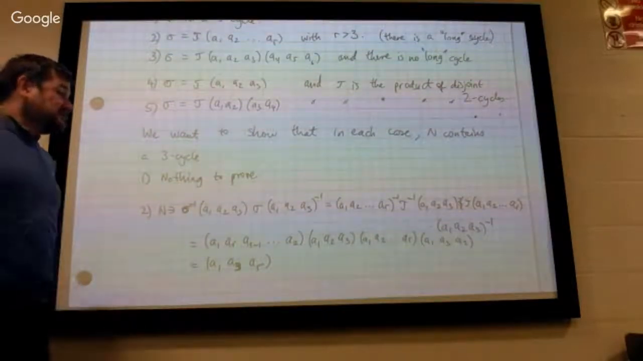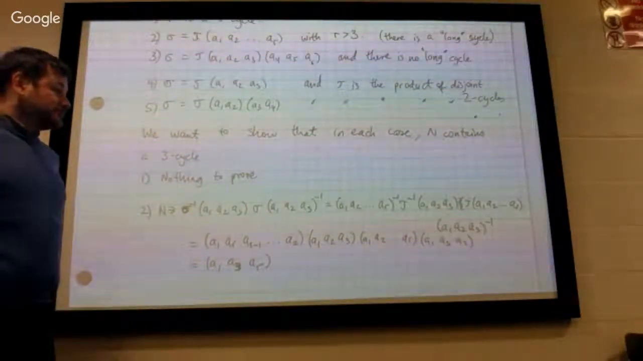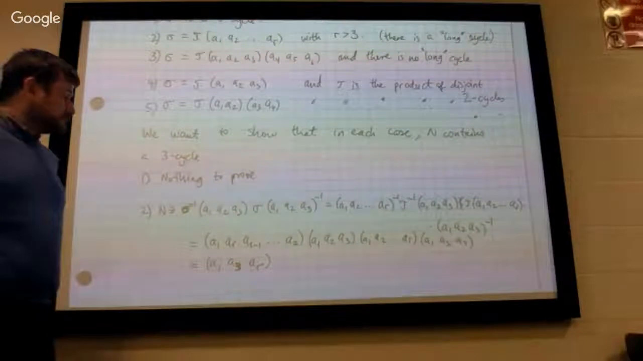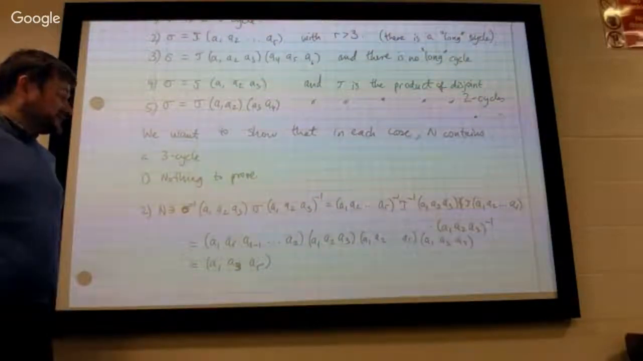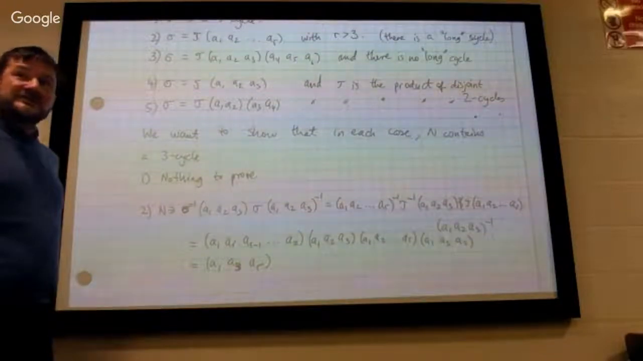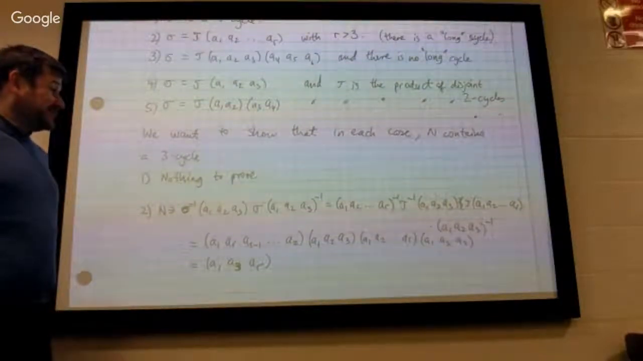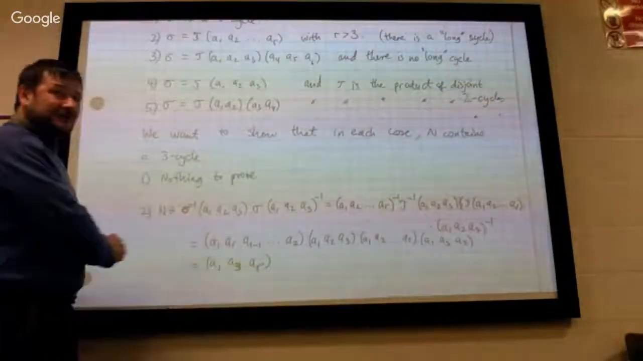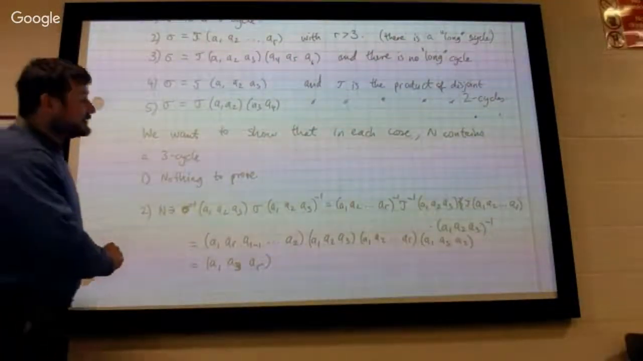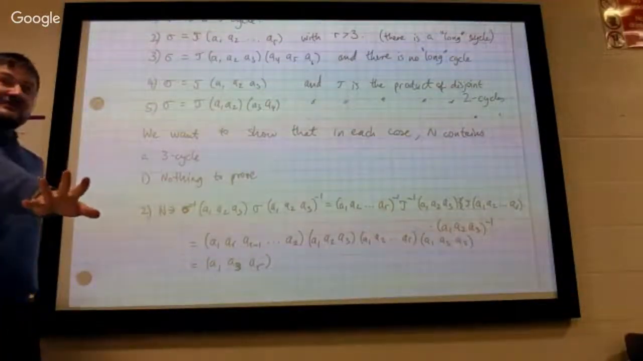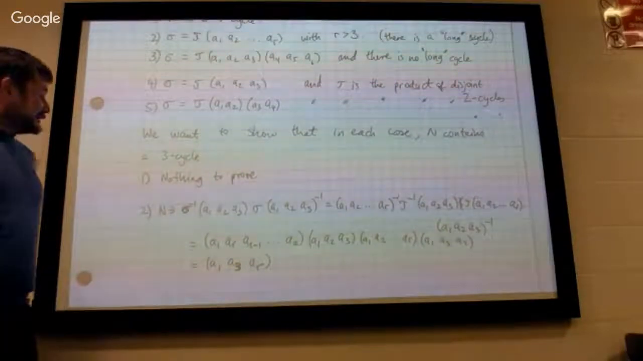Where does A2 go? A2. Yes, so A2 goes to A2. Where does A4 go? A4 goes to A5, goes to A4. Where does A5 go? A6, A5. So all the rest of them go to themselves. So this is a free cycle.